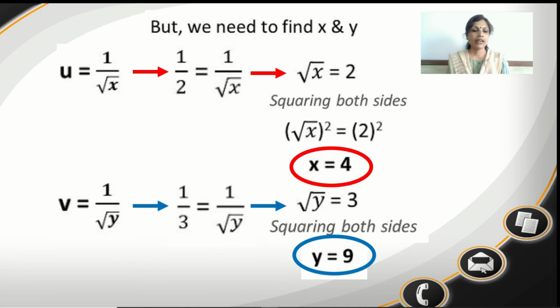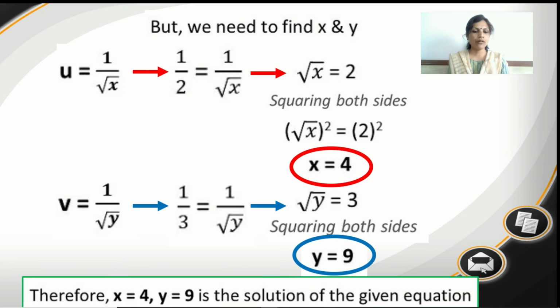Alright. So our final answer is x is equal to 4 and y is equal to 9 is the solution of the given equation. So you have seen, children, we have made that square root of the variable in the given sum as a simple equation, and we have solved it. Alright. So moving to the next sum.